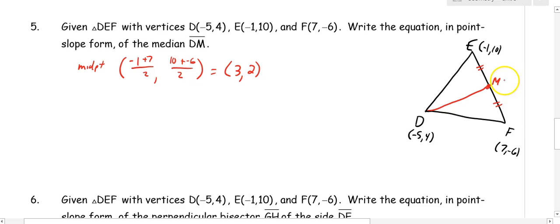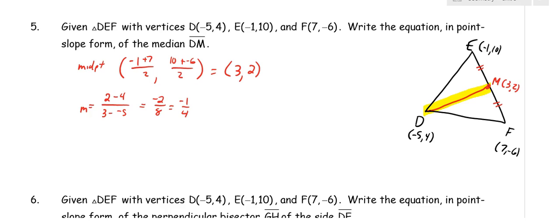Then we want the slope of that median line. So we're going to use the points of D and M to find our slope. We would have 2 minus 4 over 3 minus negative 5, which gets us negative 2 over 8, so our slope is negative 1/4. Now we're going to use those two pieces of information to make our equation. So we would have y minus 2 equals negative 1/4 times x minus 3.